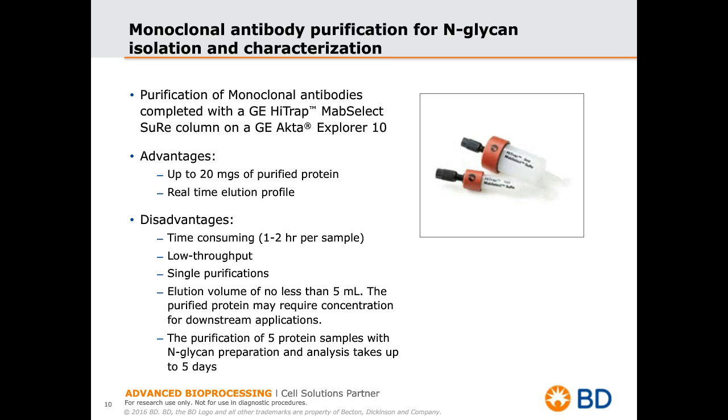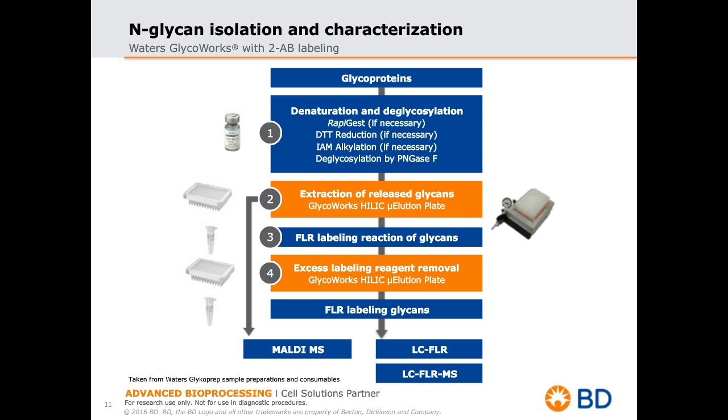Moving on to the N-glycan preparation methodology employed. The Waters GlycoWorks with 2AB labeling kit works through the following steps to achieve final purified N-glycans for analysis. Step 1 covers the denaturation and deglycosylation of the purified IgG. The IgG is initially denatured. The subsequent addition of DTT and iodoacetamide acts to first reduce the disulfides and secondly to prevent the reformation of disulfide bonds.